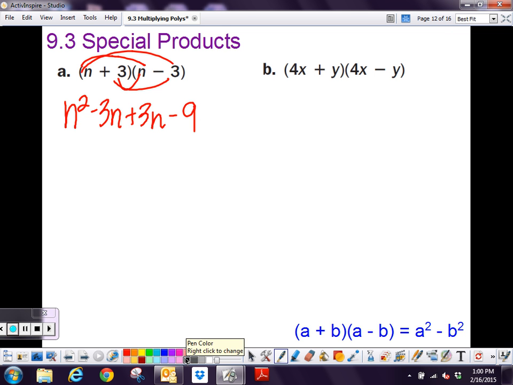Okay, we need to combine our like terms, but look at what we have in the middle. Negative 3n plus 3n, that cancels out. So we have n squared minus 9.